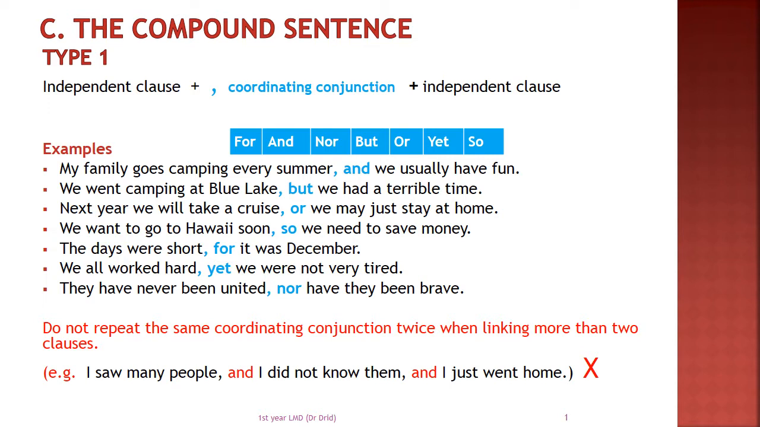The compound sentence. Let's define a compound sentence. A compound sentence consists of two or more independent clauses. So it contains only independent clauses. They can be two or more than two. They can be joined with a coordinating conjunction or with a semicolon.